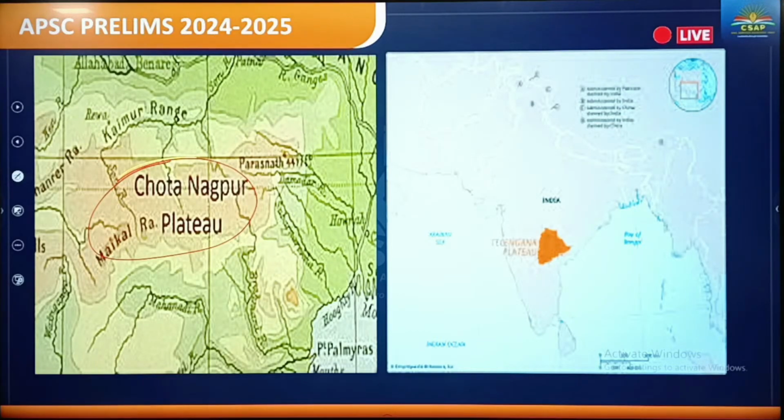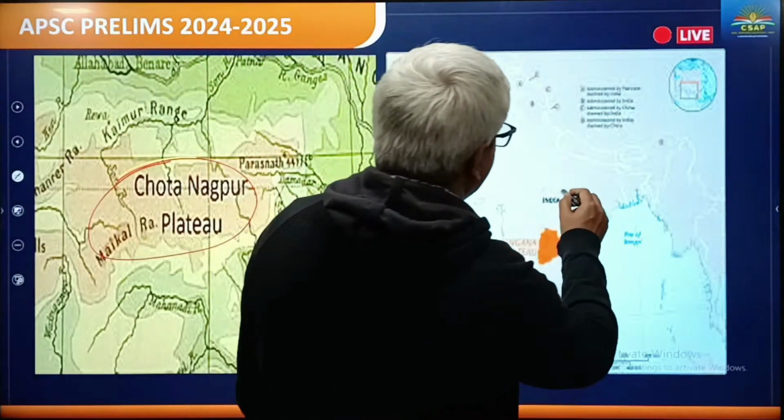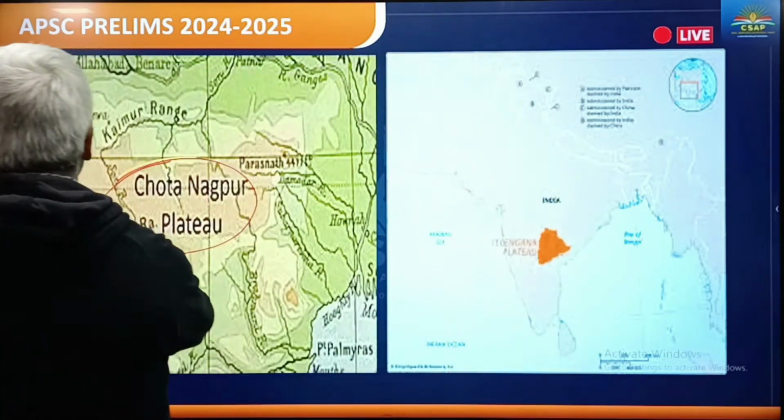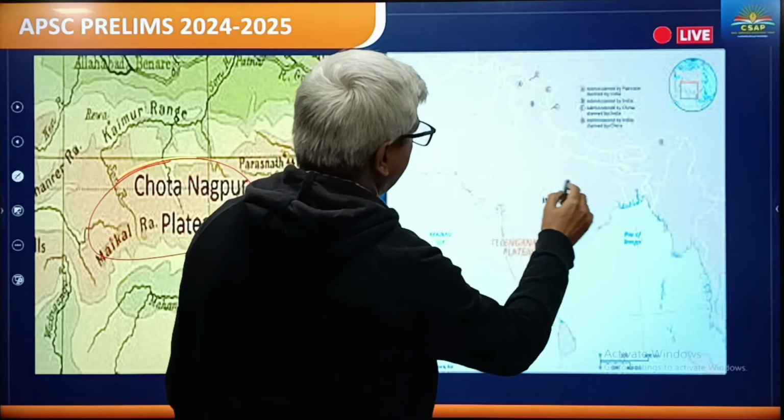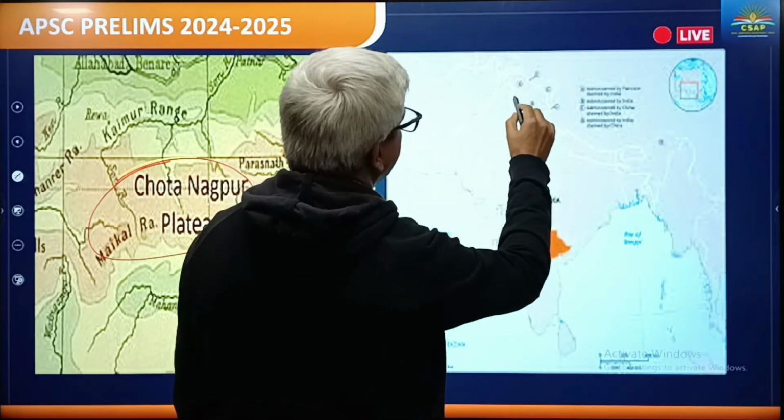So this part is what is called the Chota Nagpur part. That is the northeastern part of this area, right? So now, for example, if we talk about India, it is not completely clear.